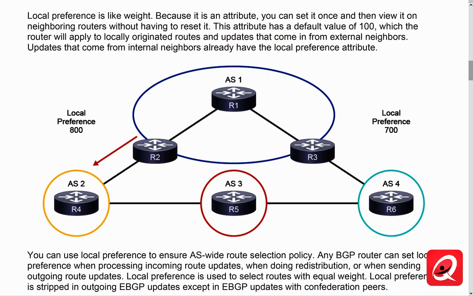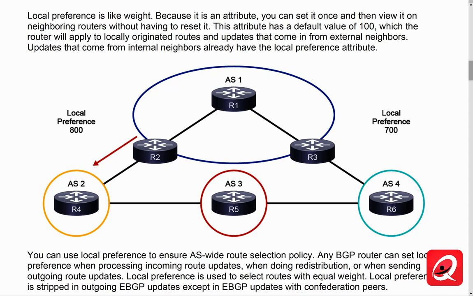So local preference is the second strongest criteria that we can use in our selection process. If we have two or more paths available for the same destination network, a router will first compare the weight. If the weights are equal for all the paths, then we're going to look at the local preference attribute, and the path with the highest local preference is going to be preferred.